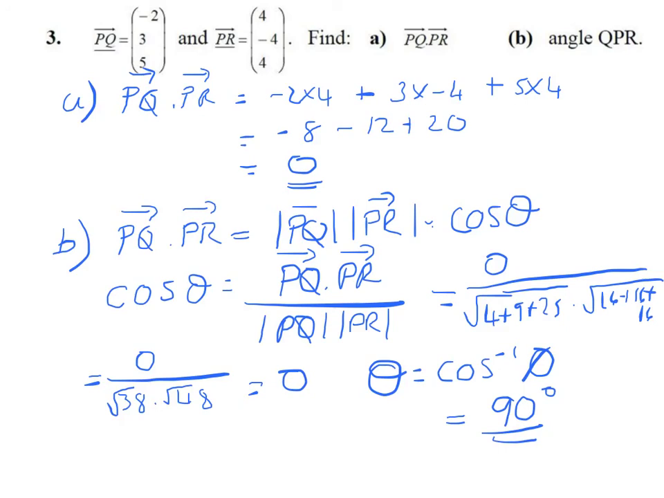5 marks for this question. 1 here, 1 here, 1 here, and 1 here. So we need to know how to use both forms of the scalar product. We need to know how to rearrange the second one to find the angle. We need to substitute correctly, and we need to remember to do an inverse cos. And we need 9 out of 12 to pass outcome 1.